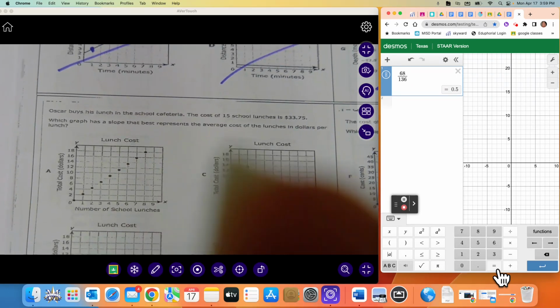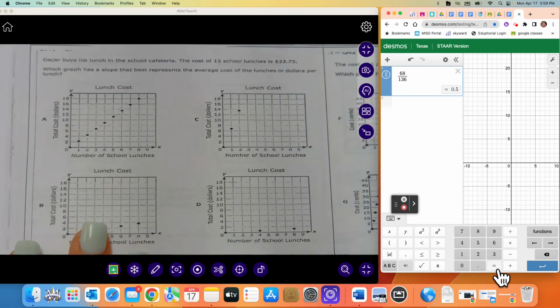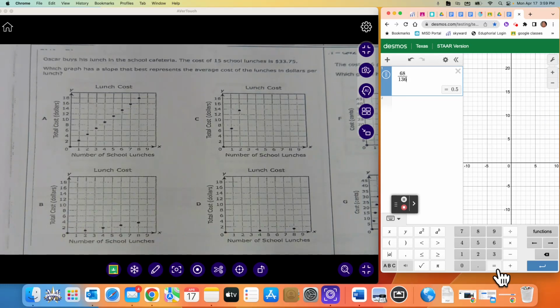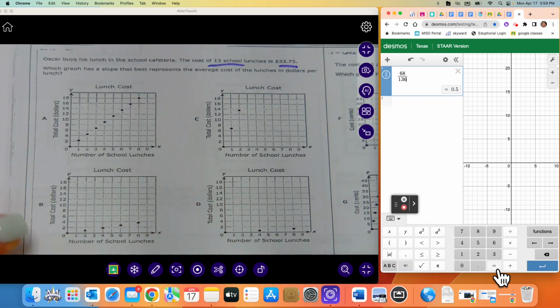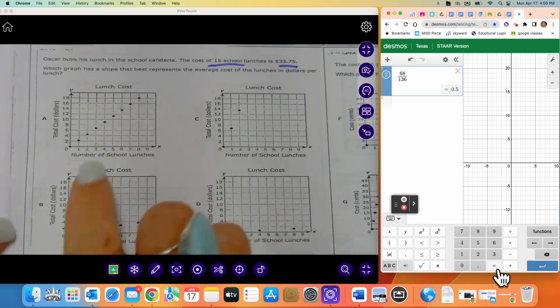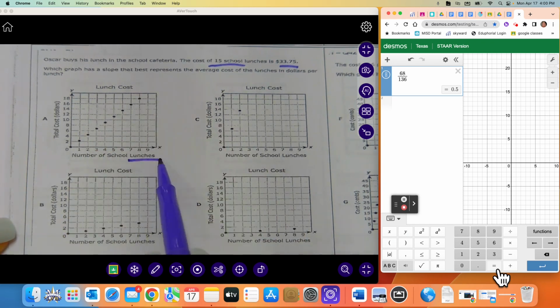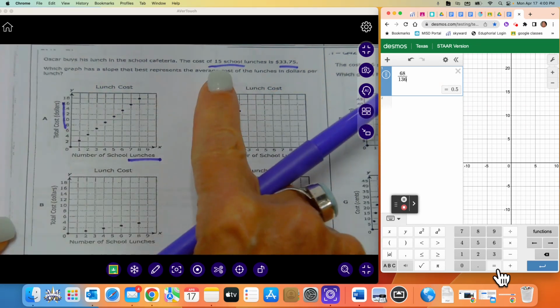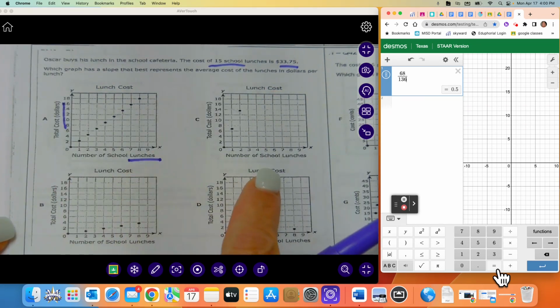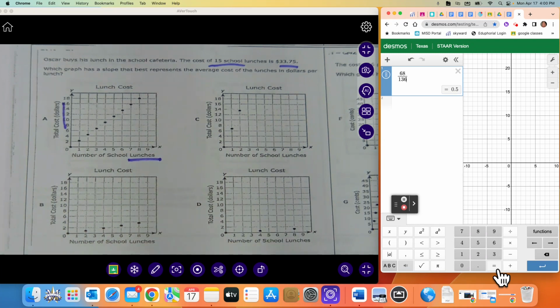Let's look at this one. Oscar buys his lunch in the school cafeteria. The cost of 15 lunches is $33.75. They want to know which graph has a slope that best represents this. So let's look to see how these are labeled. These are lunches, and this is total cost. But we're talking 15 lunches, and if you notice, all of these only go to 9. So what we need to do is simplify it or make those numbers smaller.